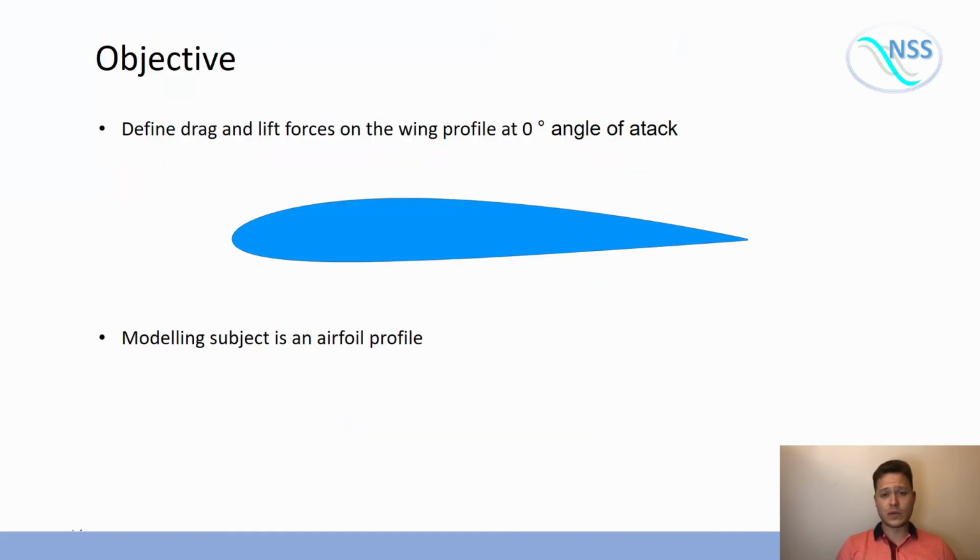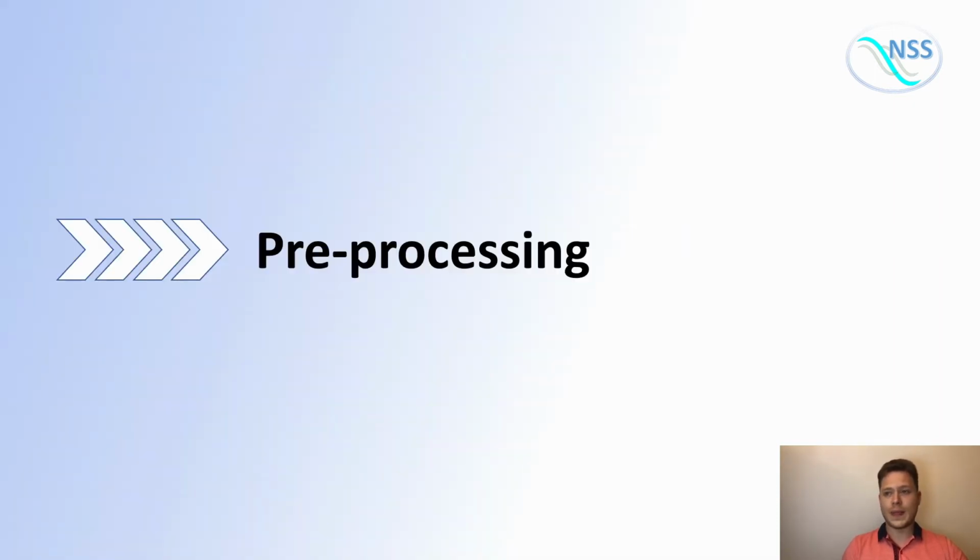So we start with goals, and by goals, as I said, I mean objective. So basically, why do we actually need to do this or that kind of modeling? For this particular case, I just invented an objective, and this objective is to define the drag and lift forces on the wing profile at 0 degrees of angle of attack and at a certain velocity. Then in this case, the modeling subject is in particular this airfoil profile. So basically this is the object on which we are going to perform our simulation.